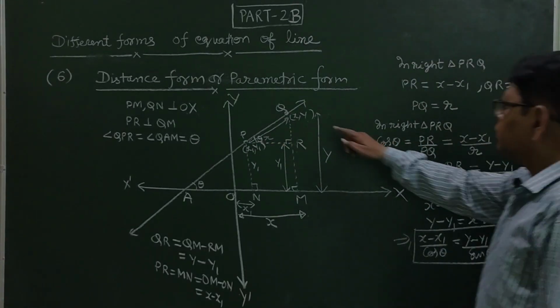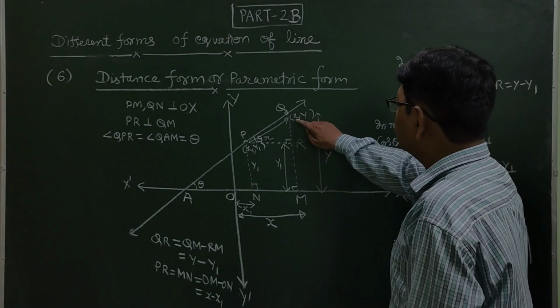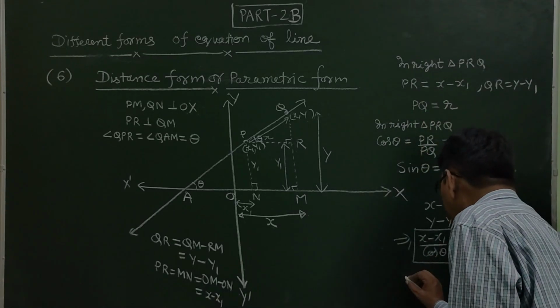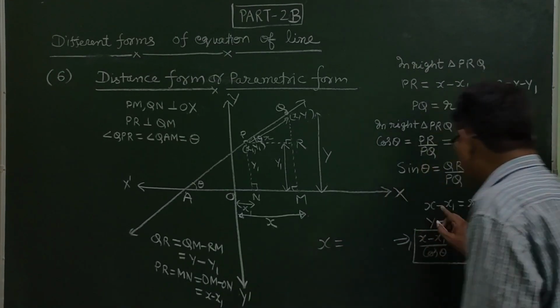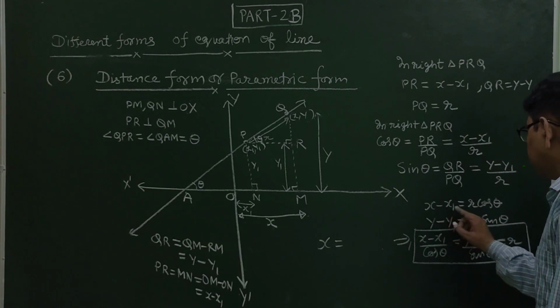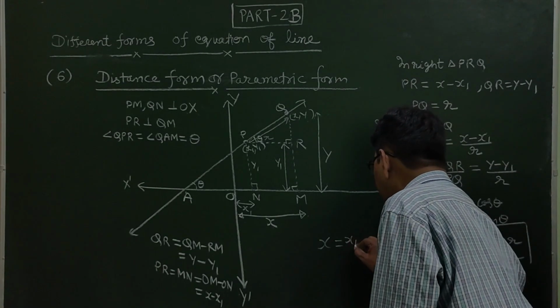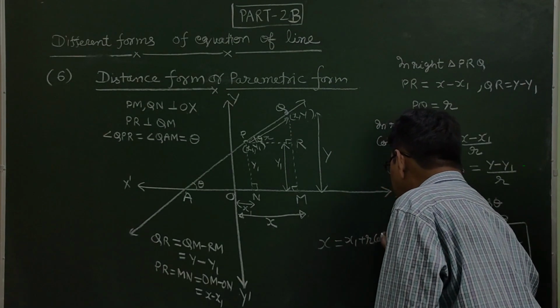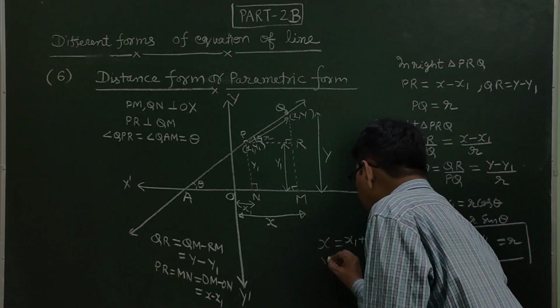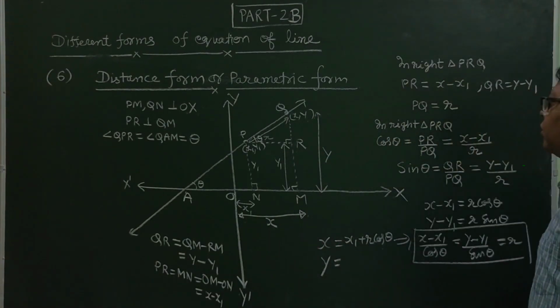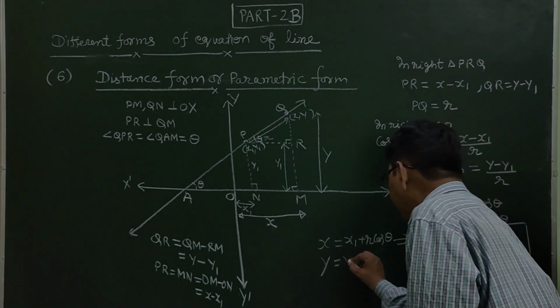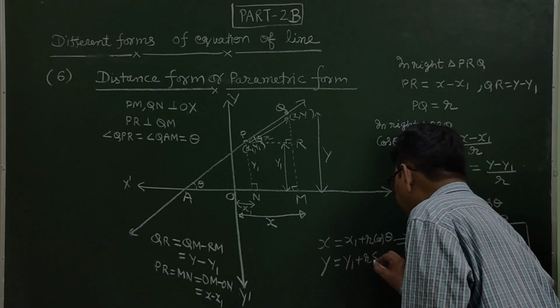Now point Q has the x coordinate, from this relation we can find x is equal to x1 plus r cos theta, and y coordinate of point Q is equal to y1 plus r sin theta.